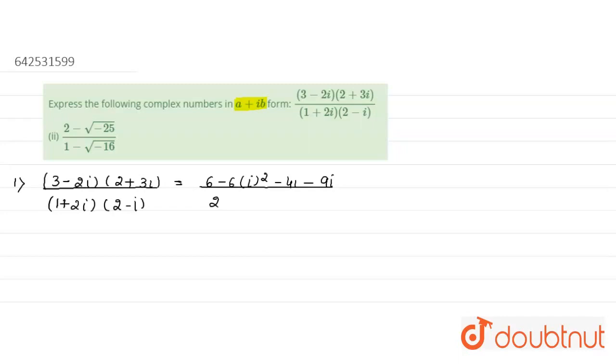2 plus 4i minus i, and minus 4i square, right? Since i square is equal to minus 1, we will use this. So we'll get 6, i square is minus 1, so it will become plus 6. And if I take i common, I will be left with minus 4 plus 9, right?